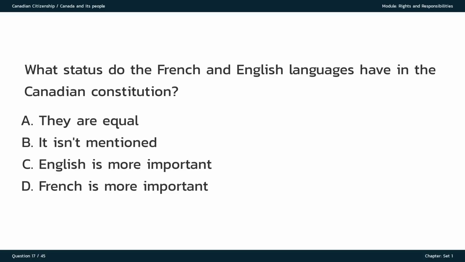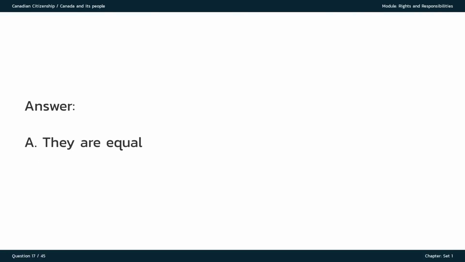What status do the French and English languages have in the Canadian Constitution? A. They are equal. B. It isn't mentioned. C. English is more important. D. French is more important. The answer is A. They are equal.